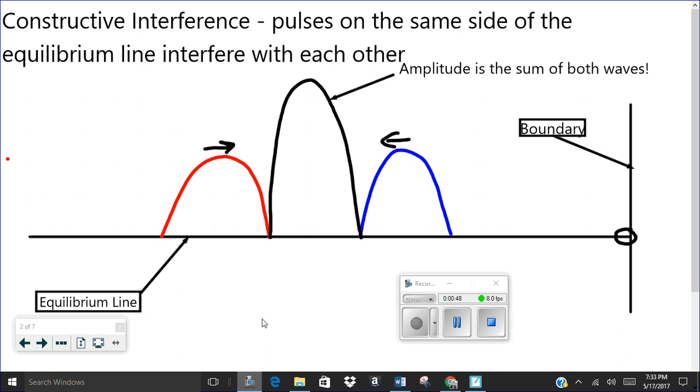So 2 types of interference, once again. Constructive interference, you have pulses on the same side of the equilibrium line that interfere with each other. And when they superposition, the amplitude will be the sum of both the waves. So if I send the red pulse down the length of the Slinky, and then another pulse is on the same side of the Slinky but going in the opposite direction, when those 2 amplitudes intersect with each other or superposition, the amplitude will be the sum of the 2 parts. So the red one plus the blue one will equal the black one.